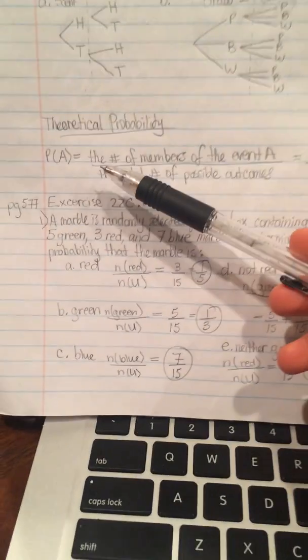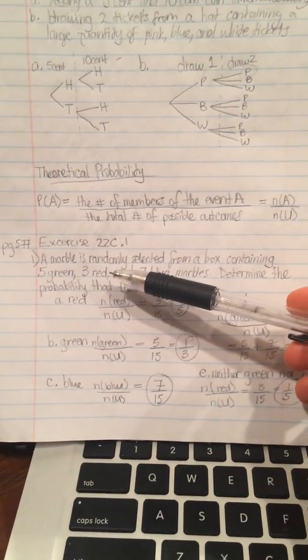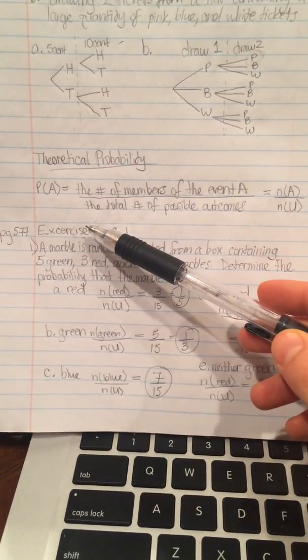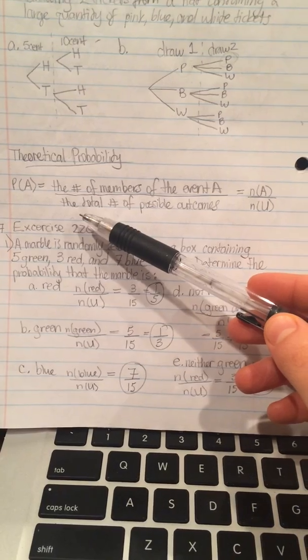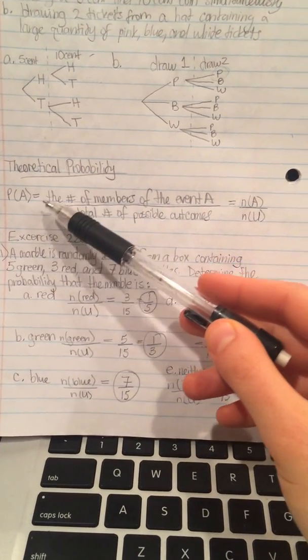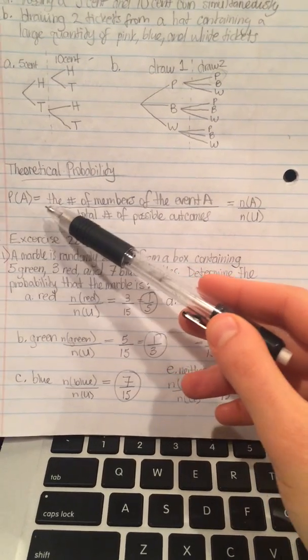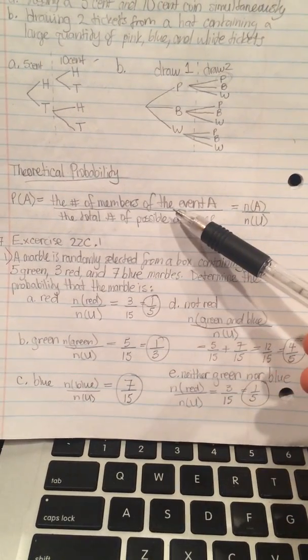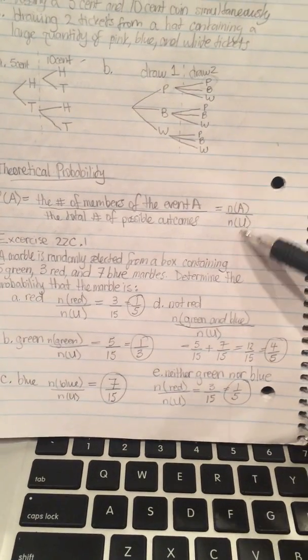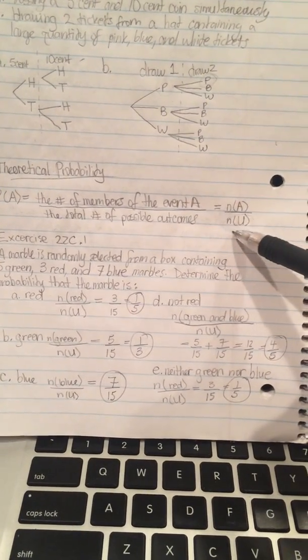So for theoretical probability, it's important to know going into an example problem that when you're calculating for a certain event or certain situation what might happen, you should use the formula: the probability of event A equals the number of members of the event A over the total number of possible outcomes. So n(A) over n(U), once again remembering that U represents all of the outcomes used for that sample space.